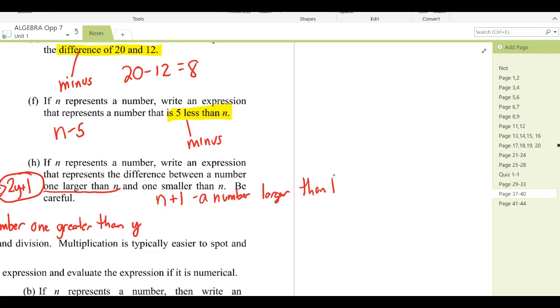How do I do a number smaller than n? I don't know. N minus one number.